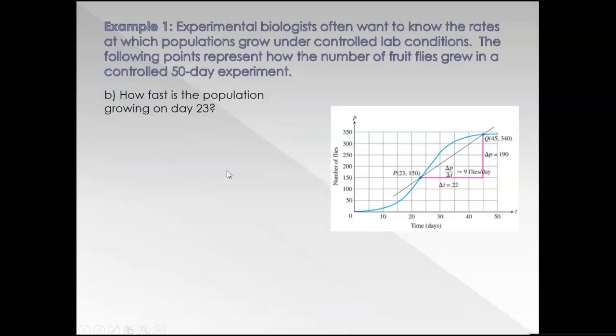Part B, how fast is the population growing on day 23? We just compared day 45 to day 23. So what we want to do is get closer in our comparison. Maybe we compare day 40 to day 23. That's like 330 minus 150 over 40 minus 23, which is approximately 10.6 fruit flies per day.